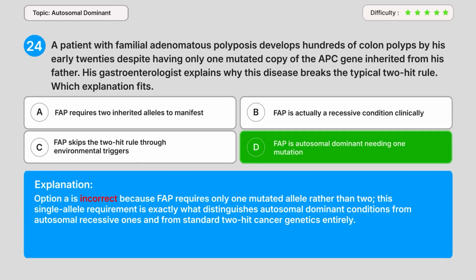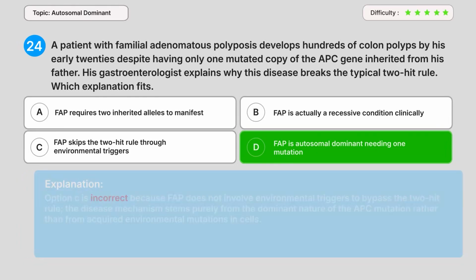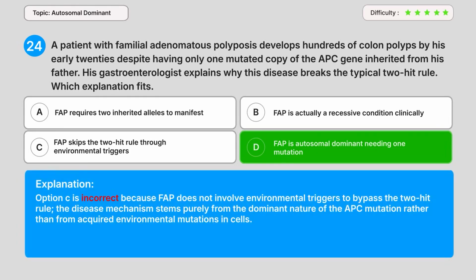Option A is incorrect because FAP requires only one mutated allele rather than two. This single allele requirement is exactly what distinguishes autosomal dominant conditions from autosomal recessive ones and from standard two-hit cancer genetics entirely. Option B is incorrect because FAP follows autosomal dominant rather than recessive inheritance patterns. In autosomal dominant conditions, only one parent needs to pass down the affected gene for the child to show the disease clinically. Option C is incorrect because FAP does not involve environmental triggers to bypass the two-hit rule. The disease mechanism stems purely from the dominant nature of the APC mutation rather than from acquired environmental mutations in cells.